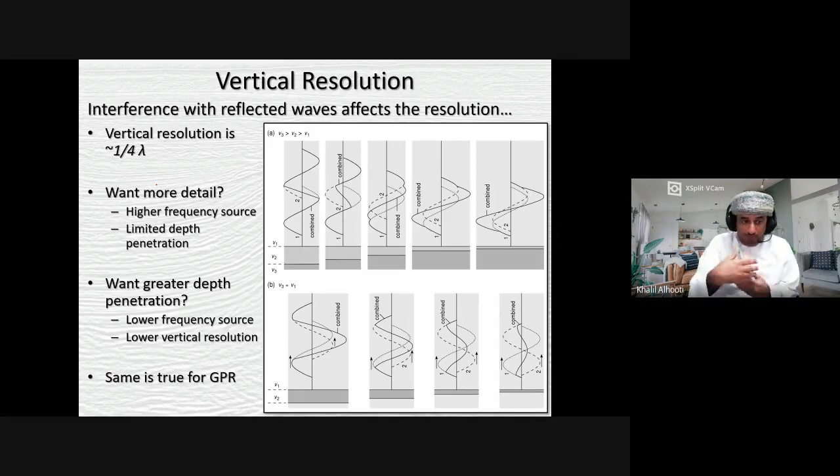Whereas if you want to go deeper, to penetrate a deeper part of the Earth, make your frequency lower. But if the frequency is very low, the wavelength is so high. The wavelength is so high, then what happens? You lose resolution. So there is this trade-off between depth of penetration and resolution.